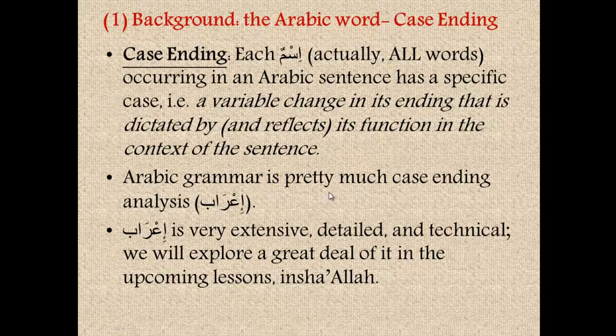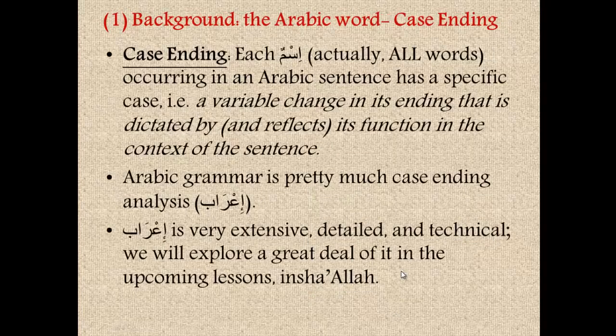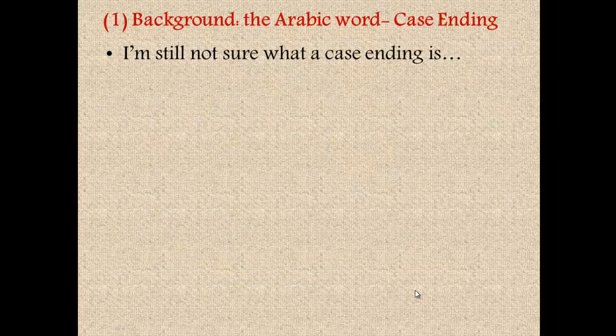Arabic grammar is pretty much case ending analysis, or i'rab. Arabic grammar answers such questions as, for instance, when do we use kitabani? When do we use kitabaini? And i'rab is a very extensive and detailed and technical science or discipline. But inshallah, gradually we will explore a great deal of it in the upcoming lessons. Now, you might still be a little confused and not too sure what a case ending means. Let's consider a few examples.